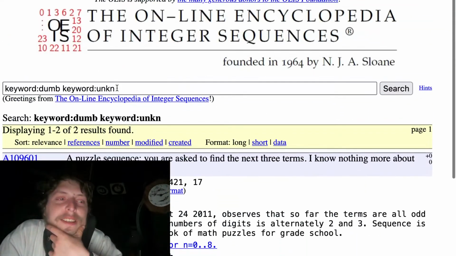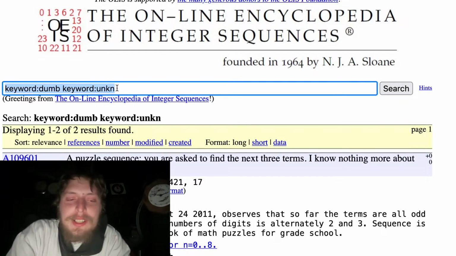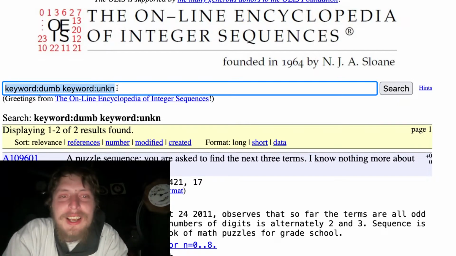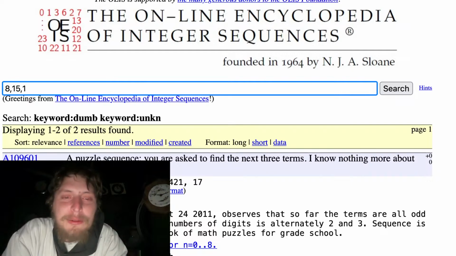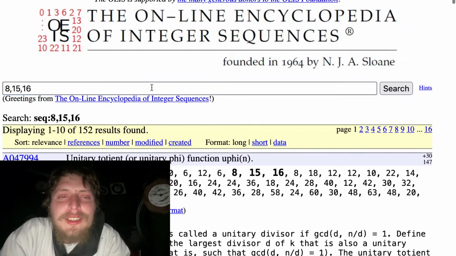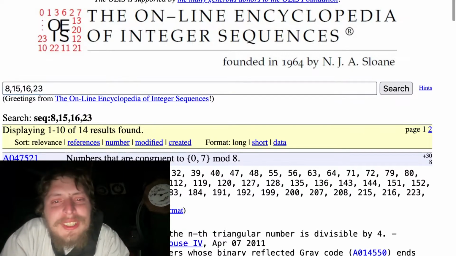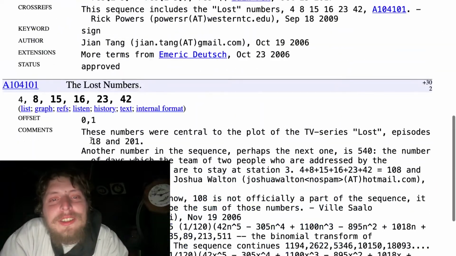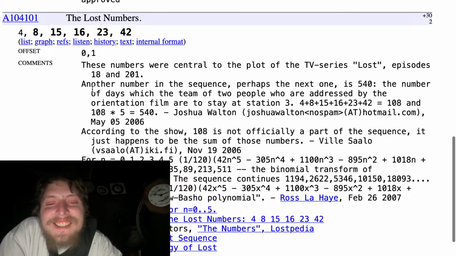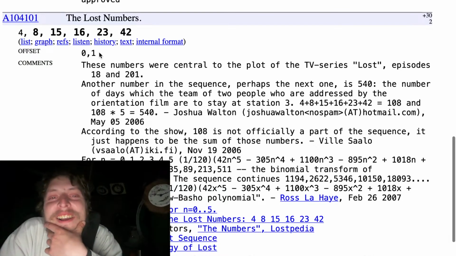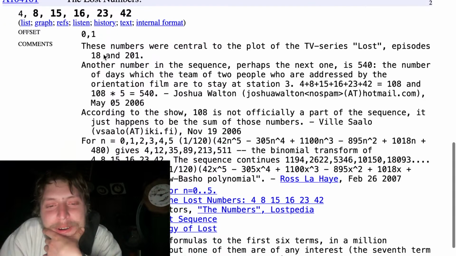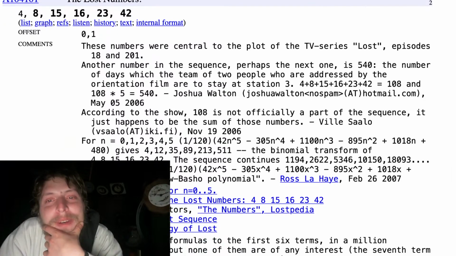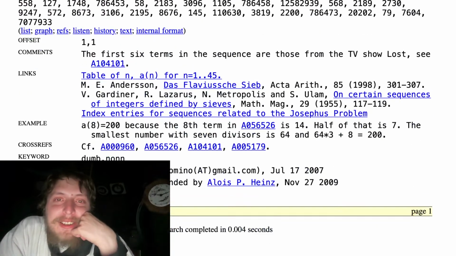They have some from TV shows. Like when I was a kid, I watched the TV show Lost. I bet you they have this string of numbers that was in that show. It's 8, 15, 16. Is that it? Oops. Was it this? 15, 16, 23. Yeah, look, the Lost numbers. So this one, it's not actually under dumb. So whoever catalogs these watched that show, I guess. But it is under unknown because it wasn't clarified what exactly they meant.